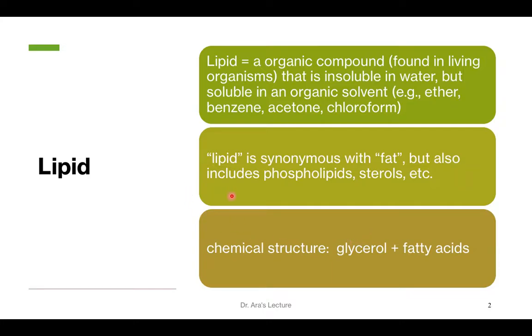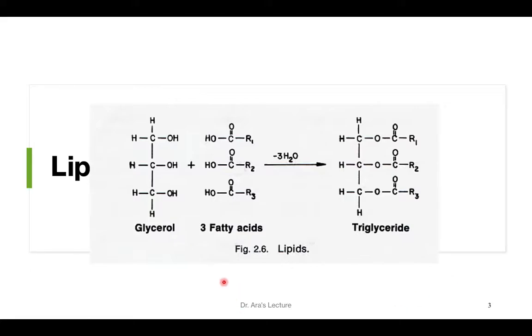In terms of chemical structure, lipid is mainly composed of glycerol plus fatty acids. Here we go, the conventional lipid reaction. Glycerol reacts with 3 fatty acids and forms the triglyceride kind of lipid. The OH of glycerol and the hydrogen from the fatty acid react to leave water and the triglyceride forms during the reaction of glycerol and fatty acids.